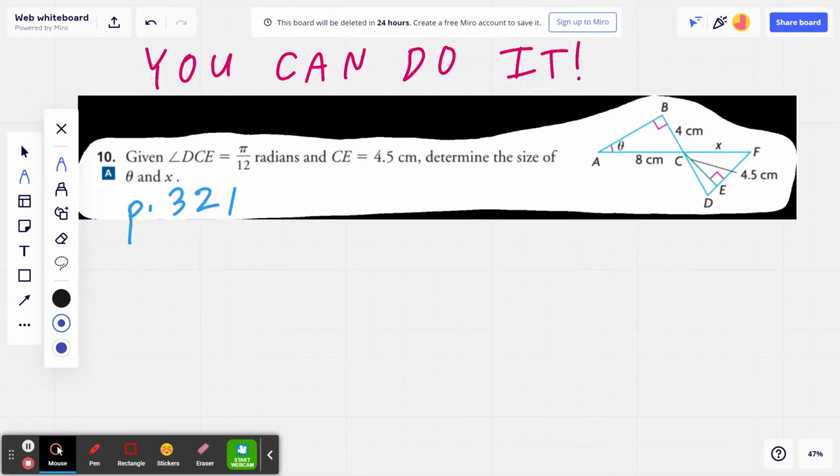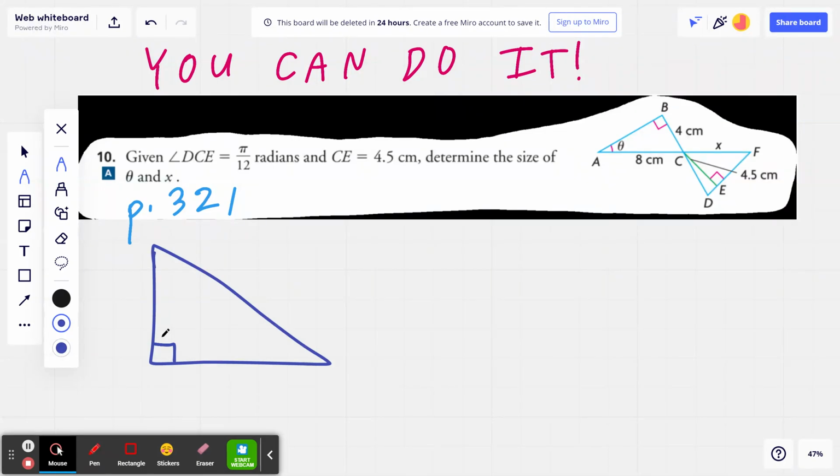Hi, everyone. Let's take a look at question number 10 on page 321. Given the angle DCE equals pi divided by 12 radians and CE is 4.5 centimeters, determine the size of angle theta and x. Step number 1, you can solve for theta first. And what you can do is you can draw this triangle in a different orientation.